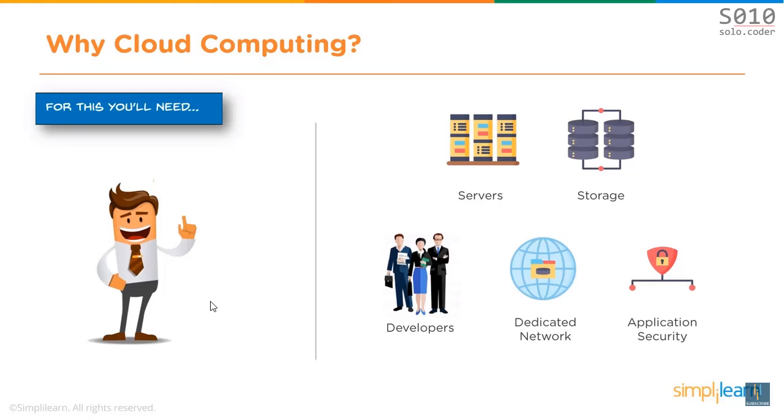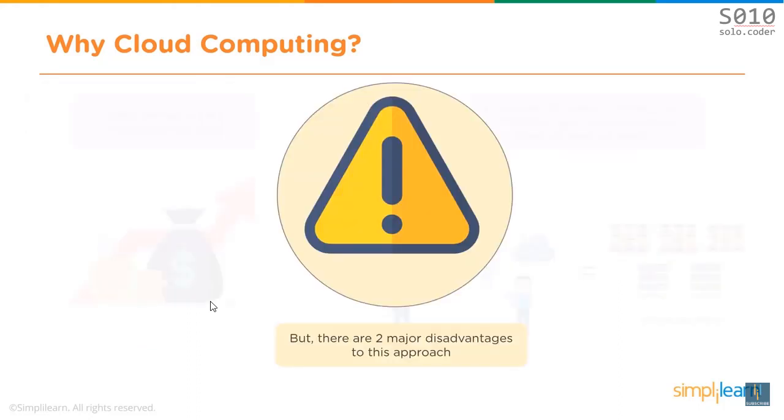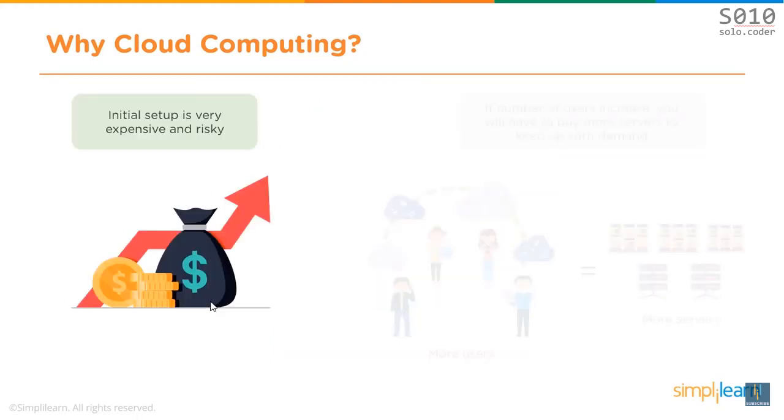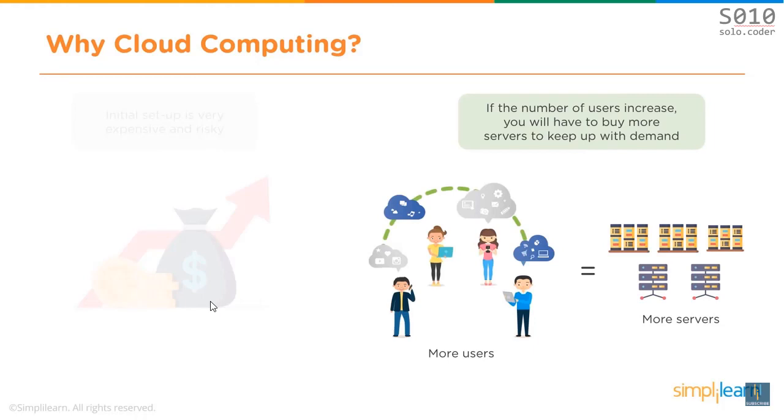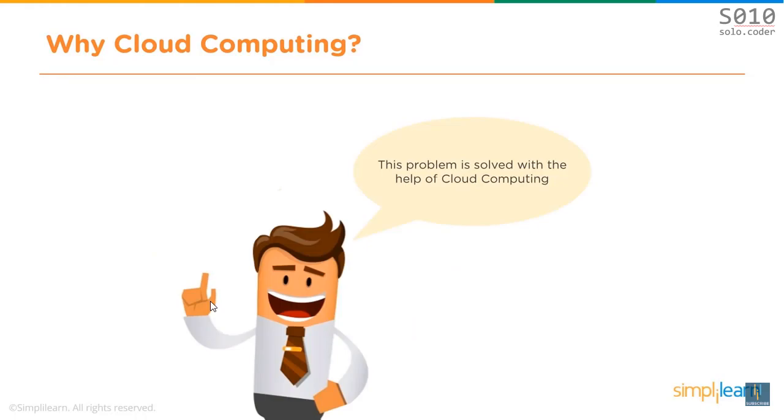Now, these are a lot of components, and that's where the problem lies. There are two major disadvantages to this approach. The initial setup is very expensive and risky, which means this requires a huge amount of capital upfront to ensure that it works properly. And the downside is, if your application does not become famous, or it doesn't return as much as you expect it to, you're probably not going to get the money back, which means it provides a huge amount of risk. And then, on the flip side, if it does become famous, your number of users have increased, which means that you'll have to buy more servers and storage systems to keep up with your demand. And this problem can be solved with the help of cloud computing.